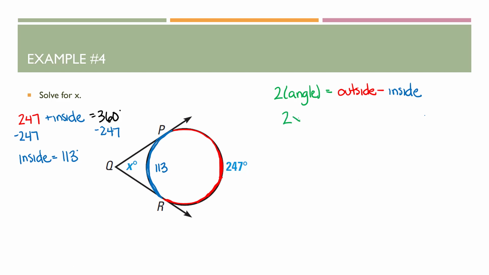So 2x equals 247, the outside, minus 113, the inside. So 2x equals 134 when you do that subtraction. Then divide each side by 2. X equals 67 degrees.